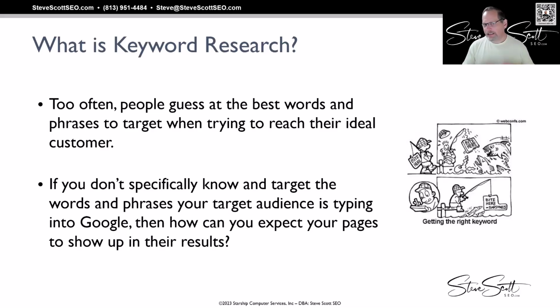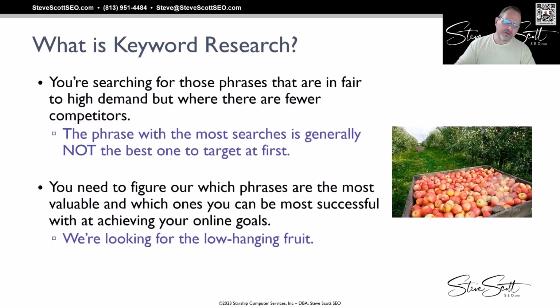The idea behind keyword research is to find the words and phrases people are actually looking for, actually typing into Google, that relate to what you offer, and then doing the things that you can to give yourself the best potential to be found in Google. So you're looking for those phrases that are in fair to high demand, but where there are fewer competitors. It's just basically supply and demand, right? So if you have a product that a lot of people also have, you're going up against a lot of supply, right? And if demand is very minor, it's going to be very difficult to break in because you have a lot of other people doing things.